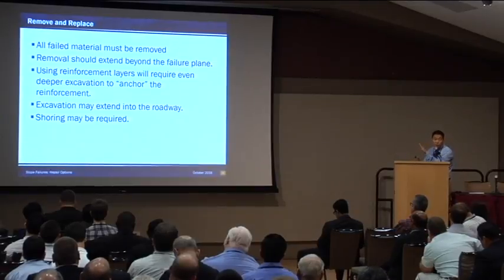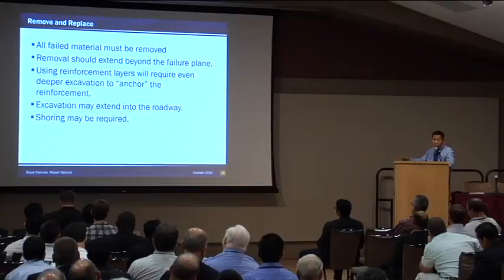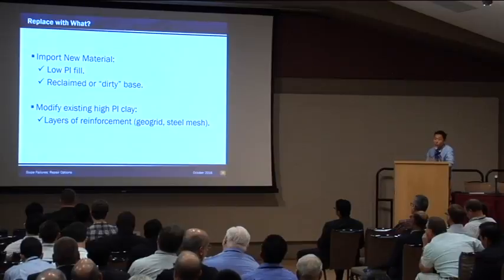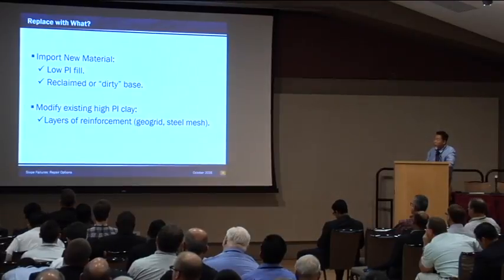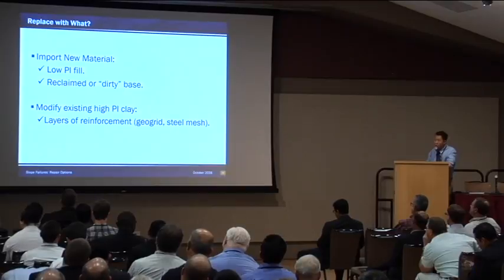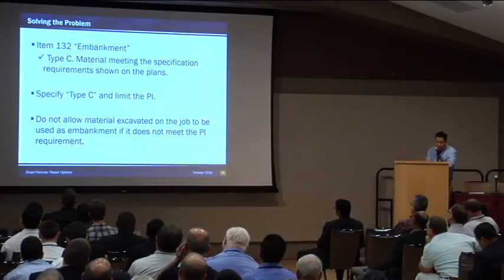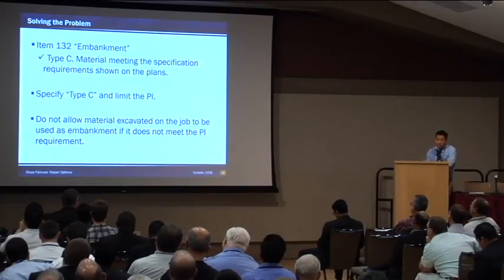So if you put your slope back with the same slope, it's going to fail because the factor of safety of the failed slope is going to be lower than the initial factor of safety. Then replace with what? You can bring a better material, which is low PI clay, or you can replace with dirty base or reclaimed base, or you can modify your soil with geogrid or steel mesh.